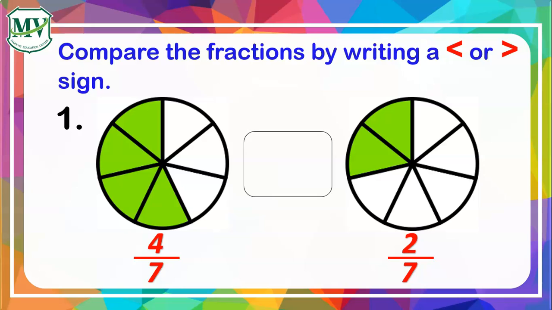Let's answer this activity. Compare the fractions by writing a less than or greater than sign. Let's start with this one. What sign are we going to use to compare these fractions? To compare 4 sevenths and 2 sevenths, we can use the greater than sign because the numerator 4 is bigger than the numerator 2.